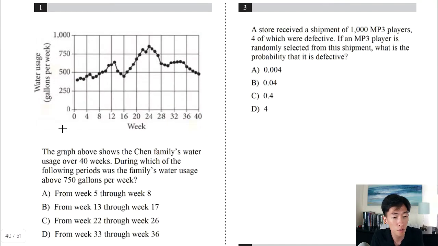Question 1. The graph above shows the Chen family's water usage over 40 weeks. During which of the following periods was the family's water usage above 750 gallons per week? So gallons per week is on the y-axis, and they just want to know when was it above 750. I'm going to draw a line at 750. Clearly it was above somewhere between 20 to 28. So let's look at the choices, and just a quick glance shows that C is the closest.